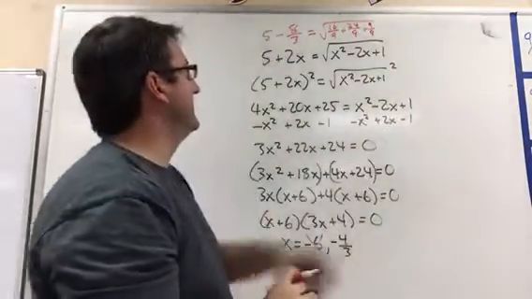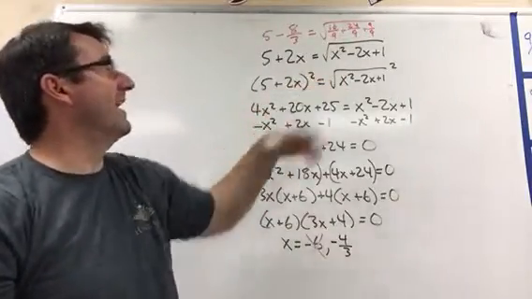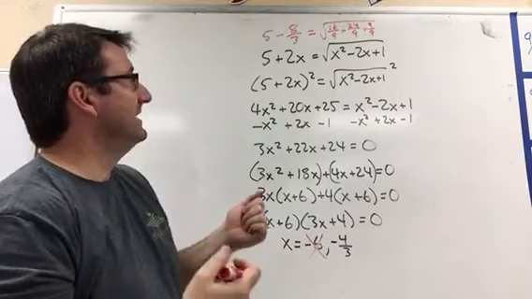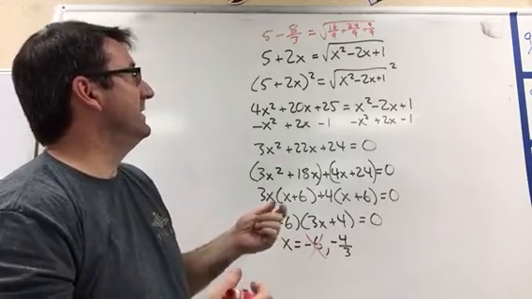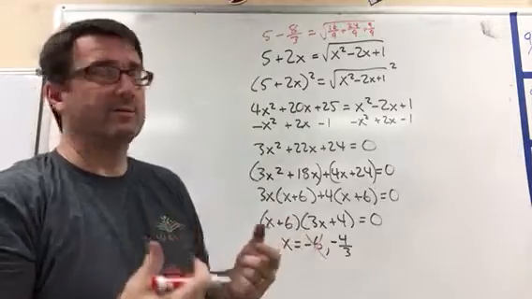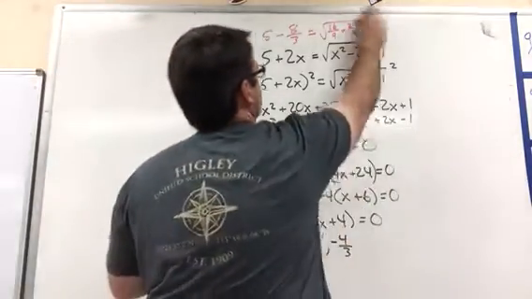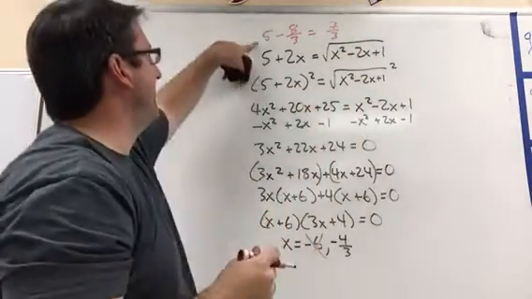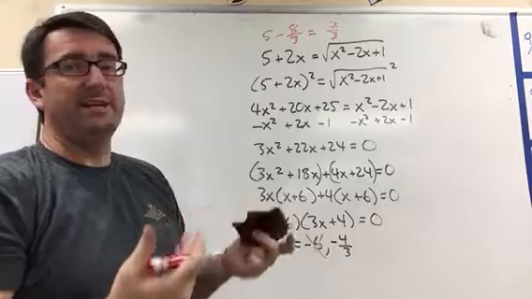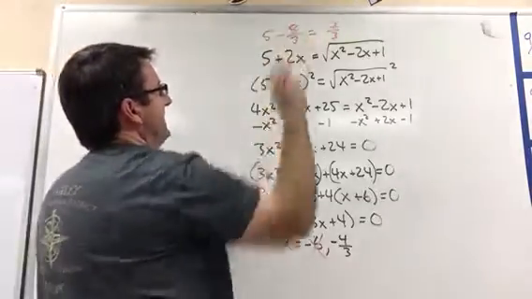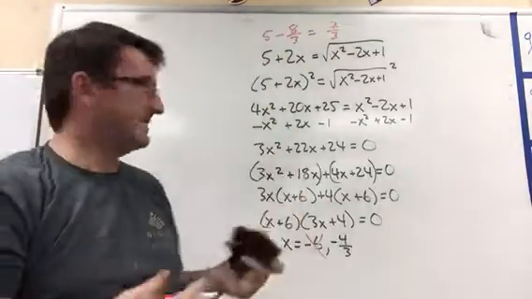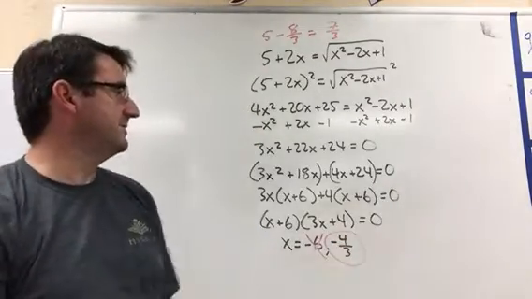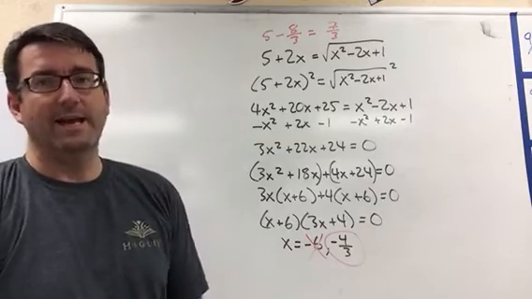So on this side we get 16 plus 24 is 40, plus 9 is 49. So the square root of 49 ninths is going to be, square root of 49 is 7, square root of 9 is 3. So we have 7 thirds on this side. And on this side, 5 is the same as 15 thirds. 15 thirds minus 8 thirds is 7 thirds. So this checks out. So our solution to this is going to be x equals negative 4 thirds.